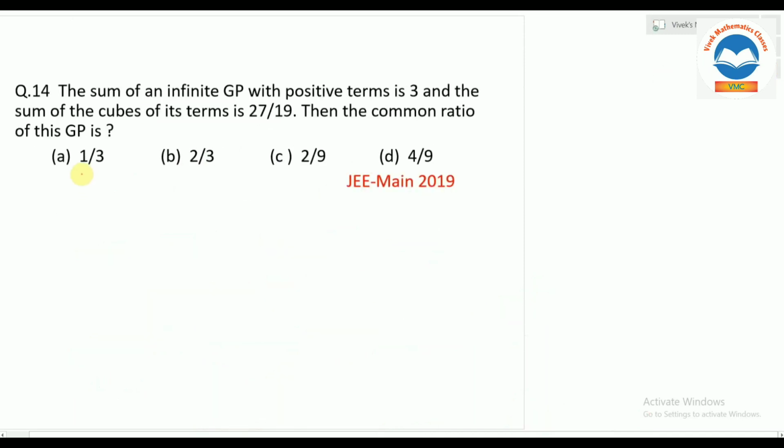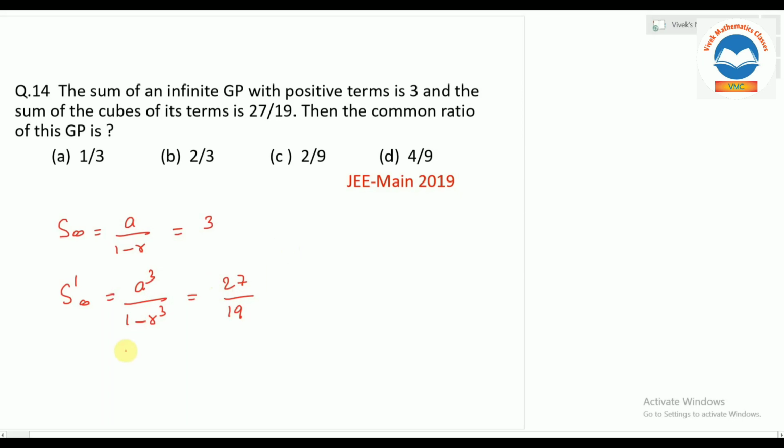Next, the sum of an infinite GP with positive terms is 3. Okay, it means they have given S infinity, they have given as 3. What will be this? A by 1 minus R. This value will be 3. And the sum of the cubes of its terms is 27 by 19. It means let's say S dash infinity. Cube will be what? Here A cube divided by 1 minus R cube. This value they have given as 27 divided by 19. So what we need to find? The common ratio of the GP. We need to find R value.